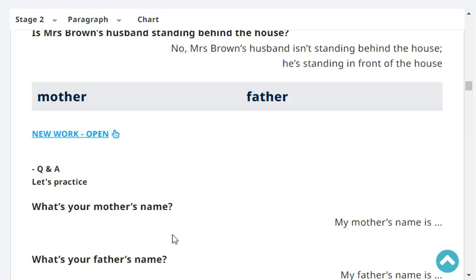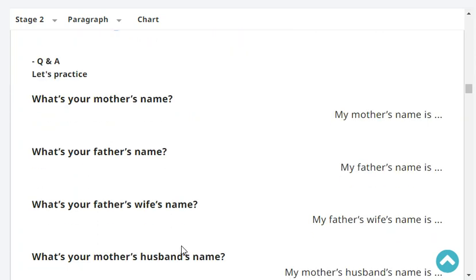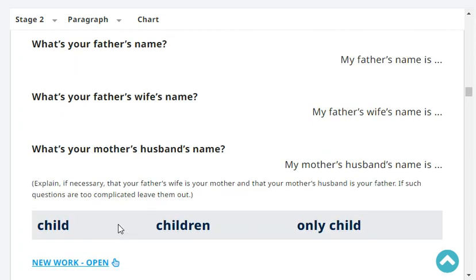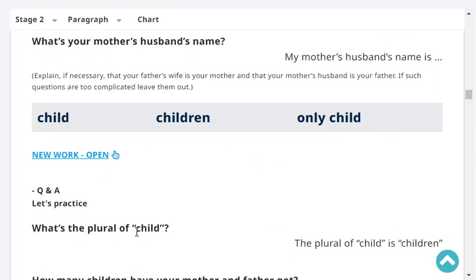Very good. What's your mother's name? My mother's name is Harumi. What's your father's name? My father's name is Kokichi. Very good. What's your father's wife's name? My father's wife's name is Harumi. What's your mother's husband's name? My mother's husband's name is Kokichi. Very good.